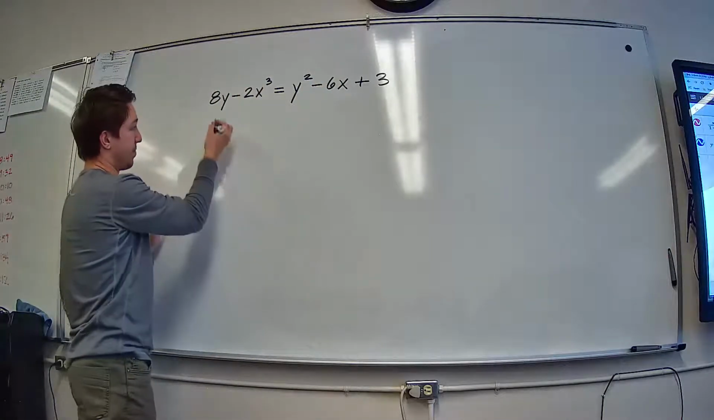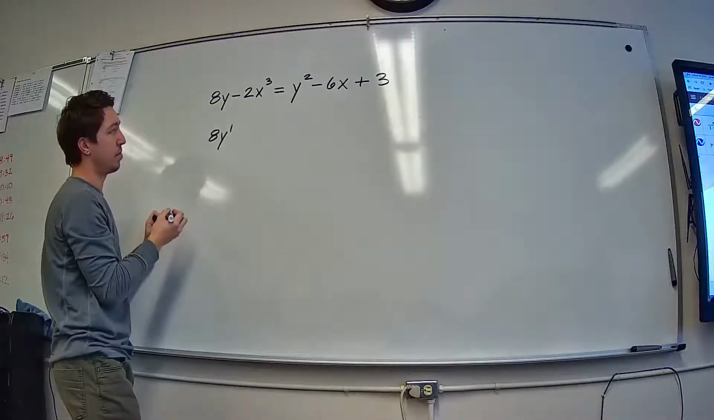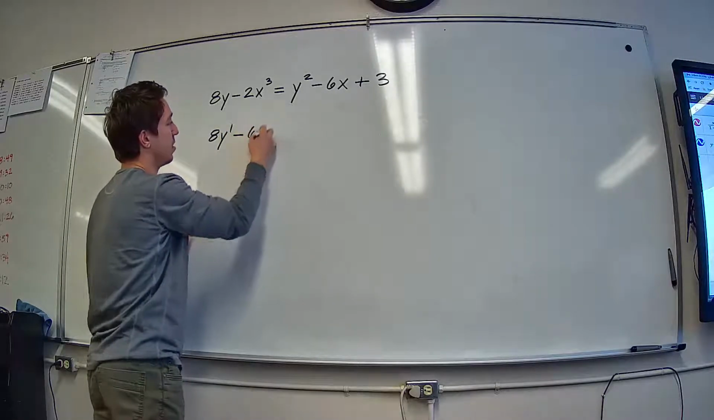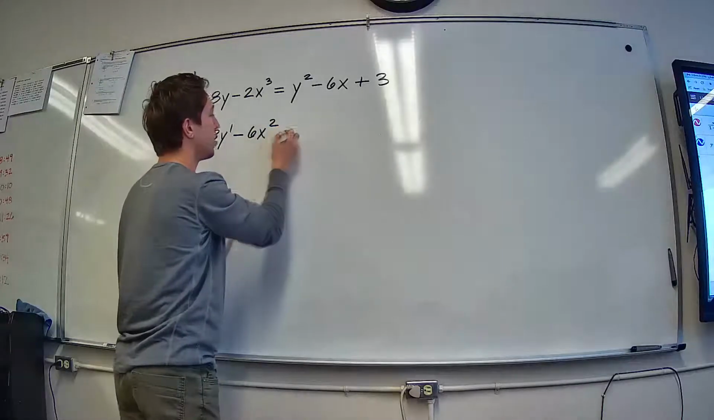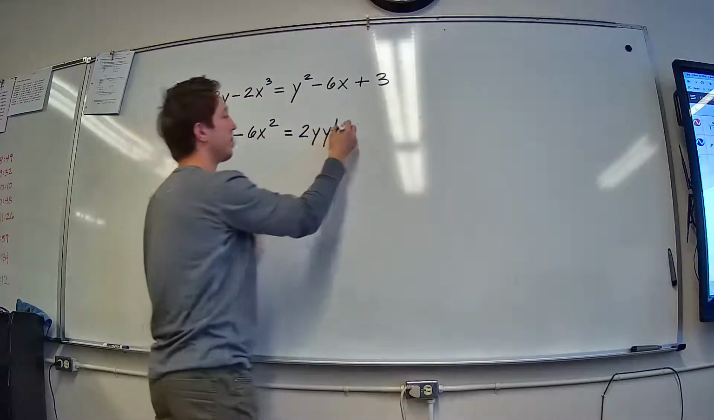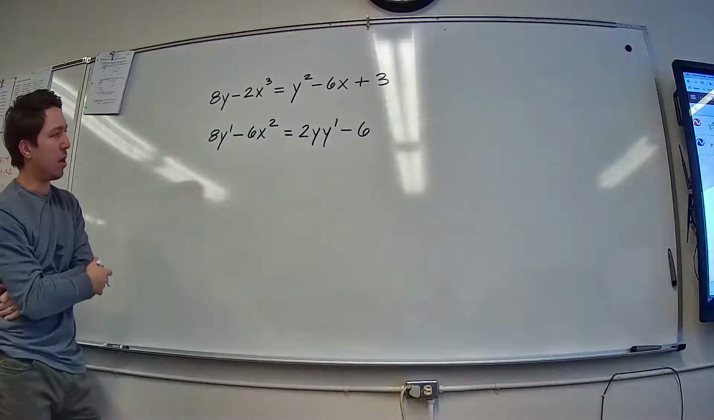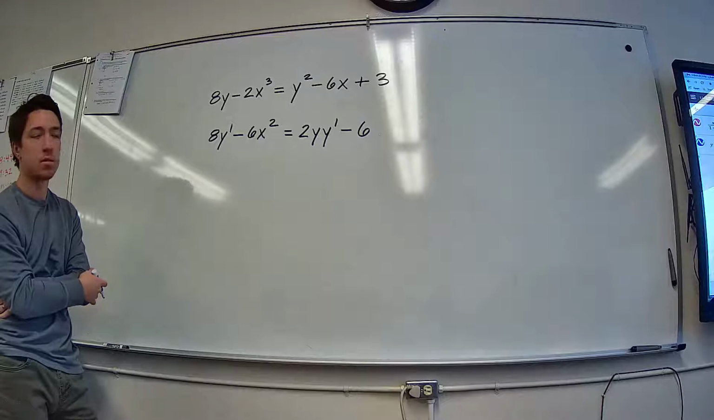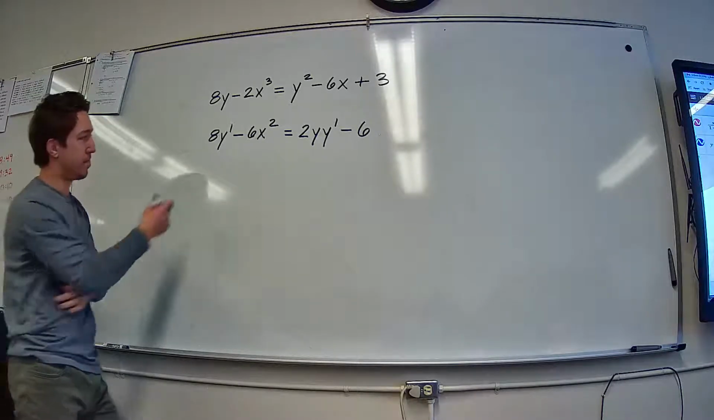So let's take the derivative. 8y prime minus 6x squared is equal to 2y prime minus 6 plus 0. Are we all in agreement on that? That sound good? Okay, so let's rearrange it.